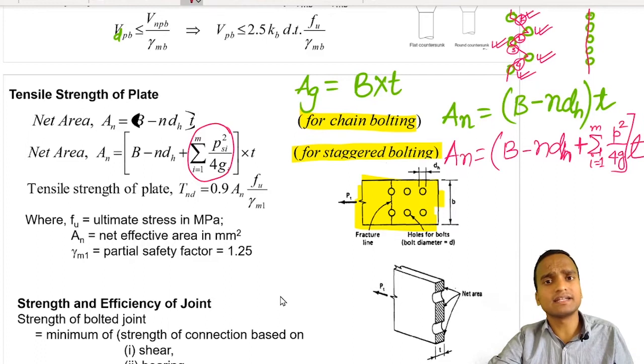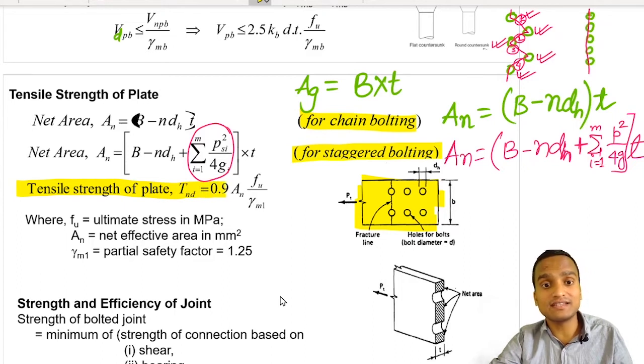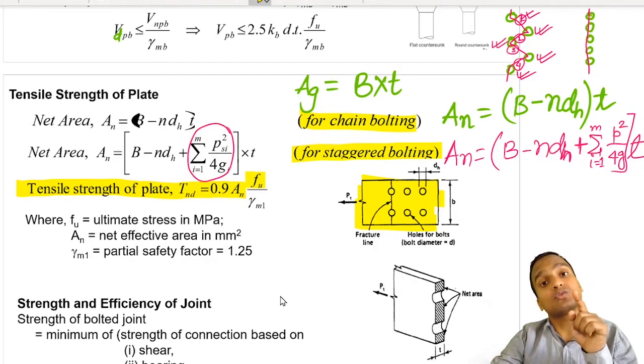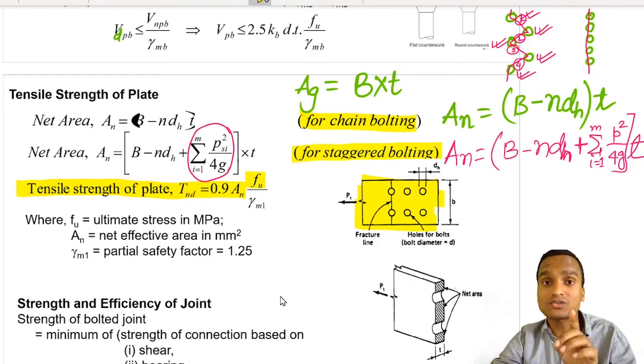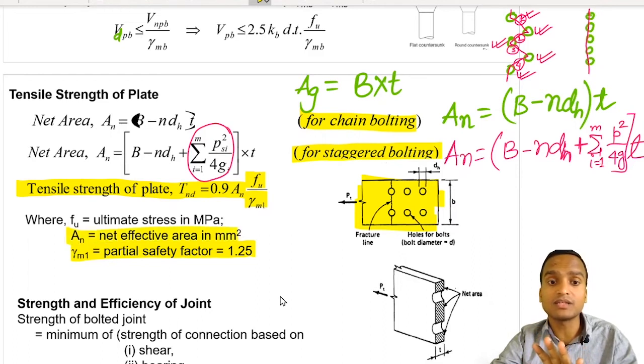Now what to do with these net areas and gross areas? Now this area of the plates will give us the tensile strength of plate. So the tensile strength of plate is given by the formula T_dn, and it is equal to 0.9 into net area multiplied by Fu. Now here we are not using Fub, because Fub means ultimate tensile strength of bolt. But here we have to use the value of Fu. Fu is equal to tensile strength of plate, okay, and then we divide it by gamma_m1, and gamma_m1 is the partial safety factor, again equal to 1.25.